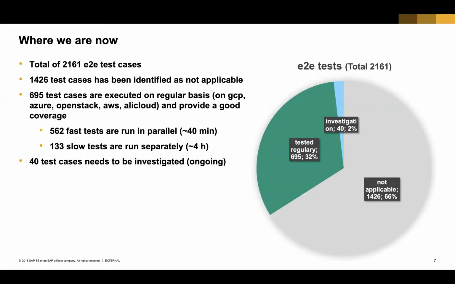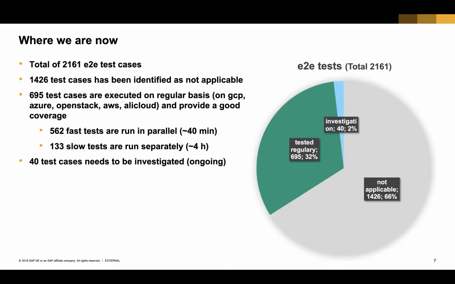And of this, 560 are the fast tests, which are run in parallel and need about 40 minutes to run. And the rest, 130, are the slow and serial tests, which need 4 hours, and we run them on daily basis only.